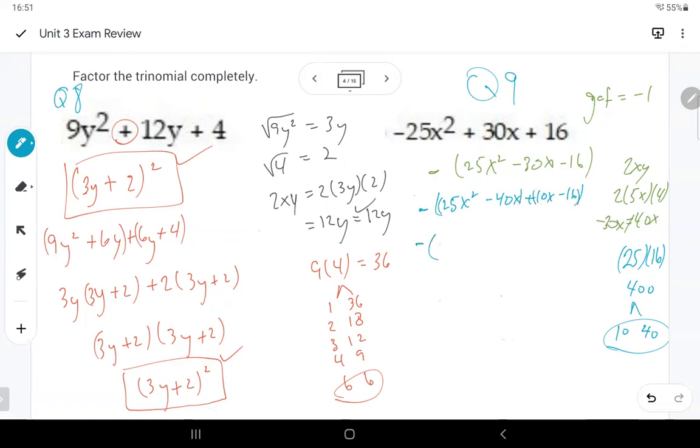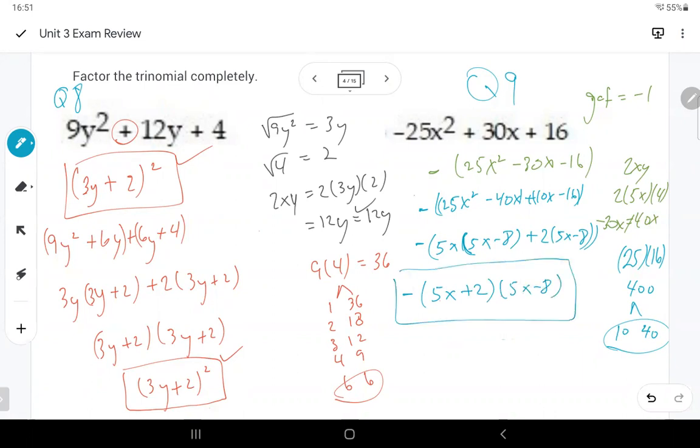So negative still outside, 5x would be 5x minus 8. I'm going to pull out a 2, 5x minus 8. So our answer here is 5x plus 2 and 5x minus 8 because they match with the negative outside. Again, you might not remember to have the negative outside, and that's okay. You're still going to be factoring, so I am fine with that.